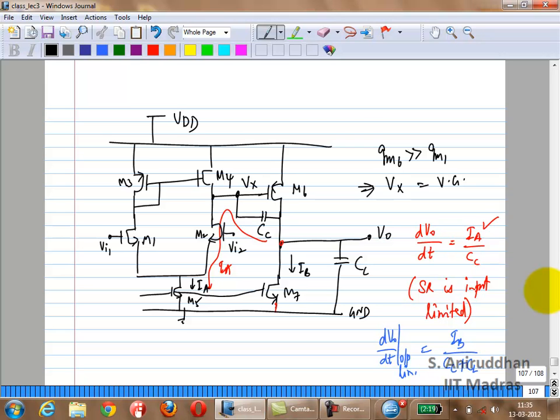Which will be the case of IA by CC, because IA needs to charge up the CC. If you assume that IB is very small, then IB needs to charge CC plus CL to generate this voltage V0, which means it's limited by the bias current of the output stage. That's why I say input and output limited.